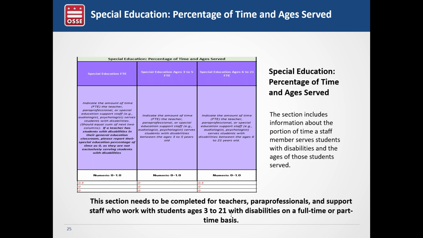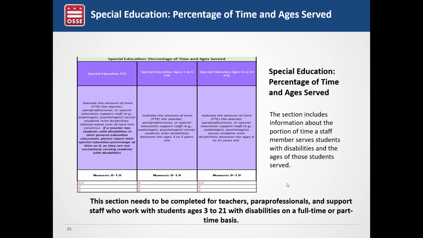I was a former teacher. I definitely had students with IEPs in my classroom. I would not have been reported as being a special education teacher because that was not my full-time job. It's only for the staff who specifically work with students with disabilities. And so you'll need to put the amount of time that they work with students ages 3 to 5, as well as how much time they work with students aged 6 to 21.